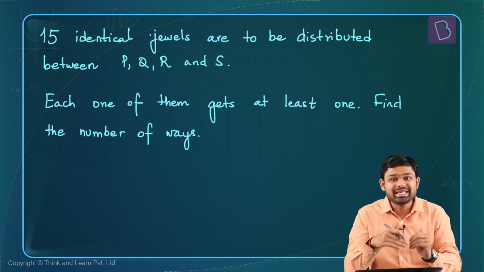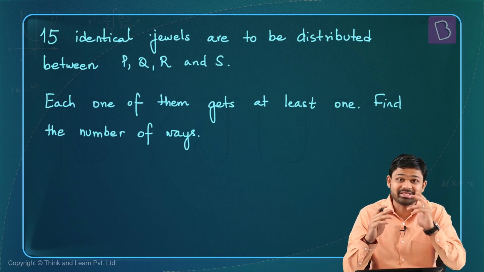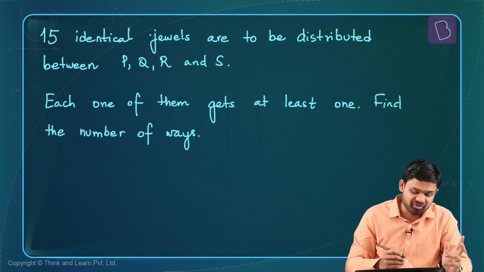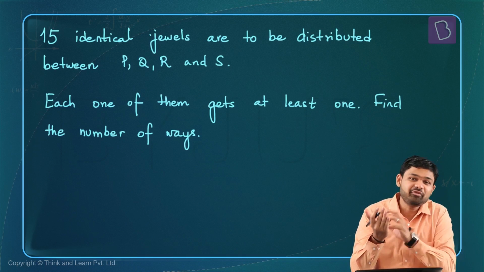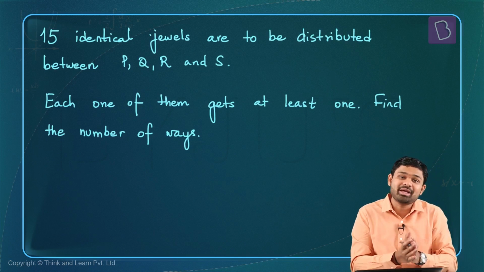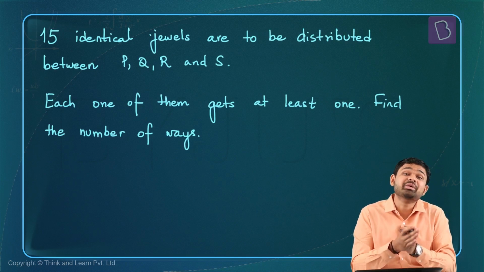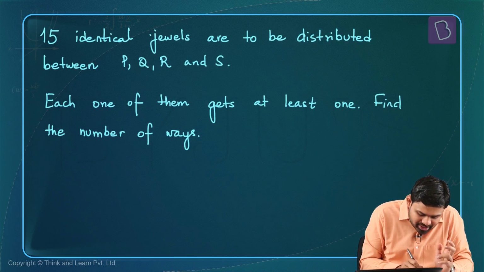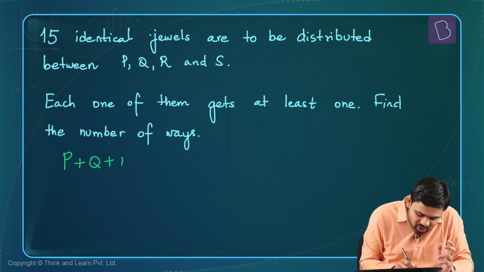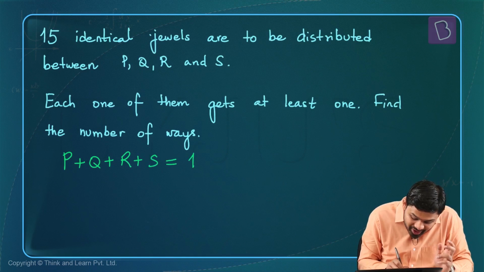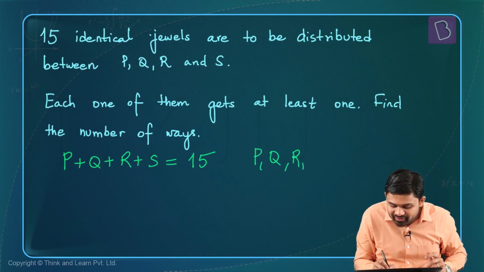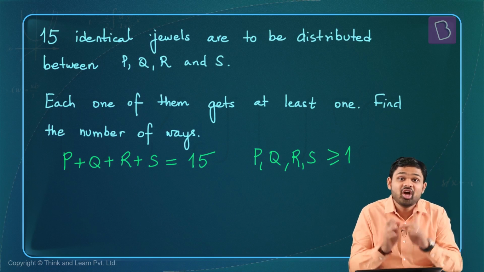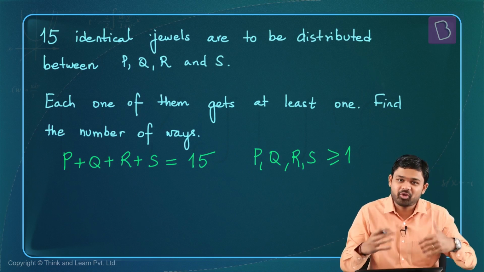So in this case, the sum of P plus Q plus R plus S has to be 15 because there are 15 jewels. But P plus Q plus R plus S has a difficulty in solving it using the stick and ball method because P, Q, R, and S have to be minimum 1. So P plus Q plus R plus S equal to 15. We are going to convert this into a question wherein all the variables are non-negative integers and not positive integers, right? We're going to convert this question into the type of question that we know.